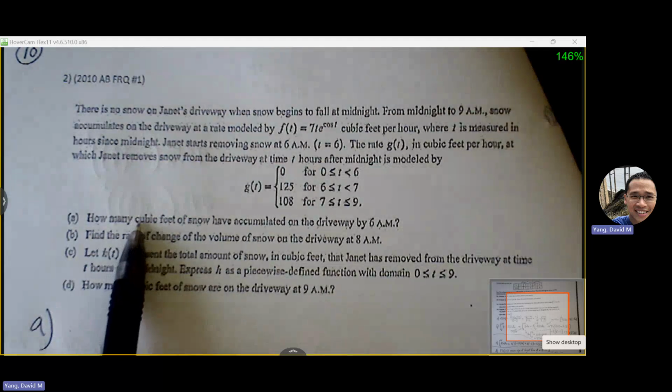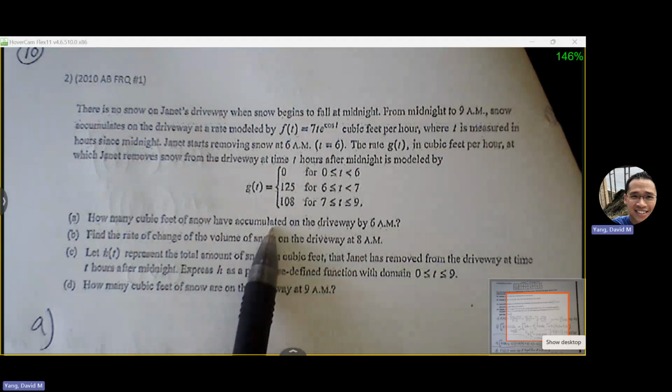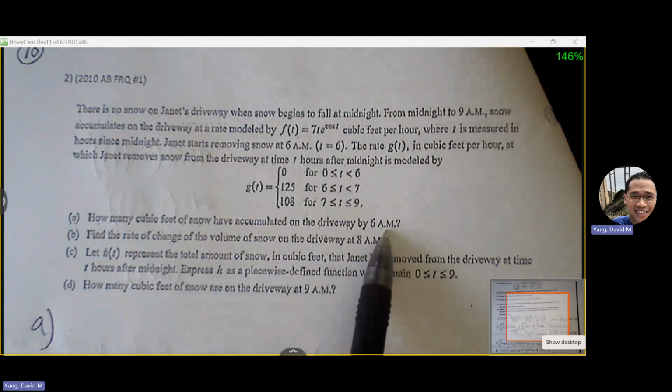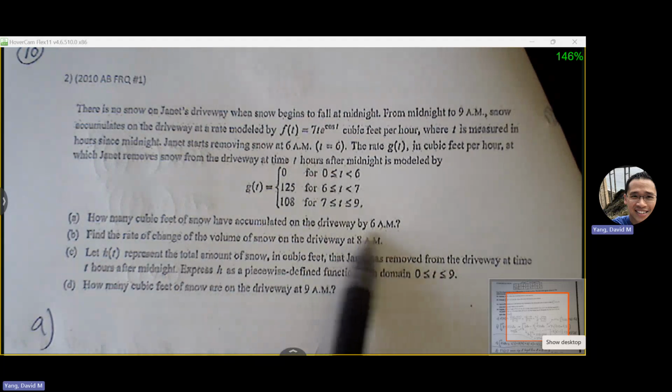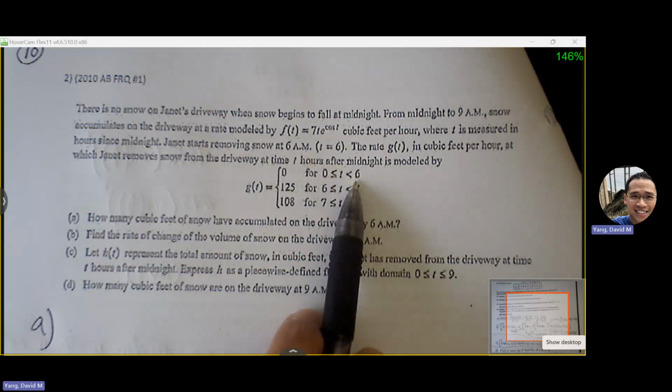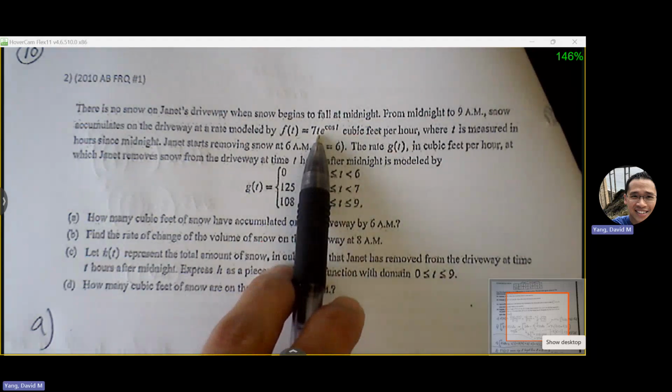Here, we just have to focus on f of t. We're not worried about what Janet's doing. So we're trying to figure out how much snow is going to accumulate in the 6 hours after midnight. So we just have to rely on f of t.